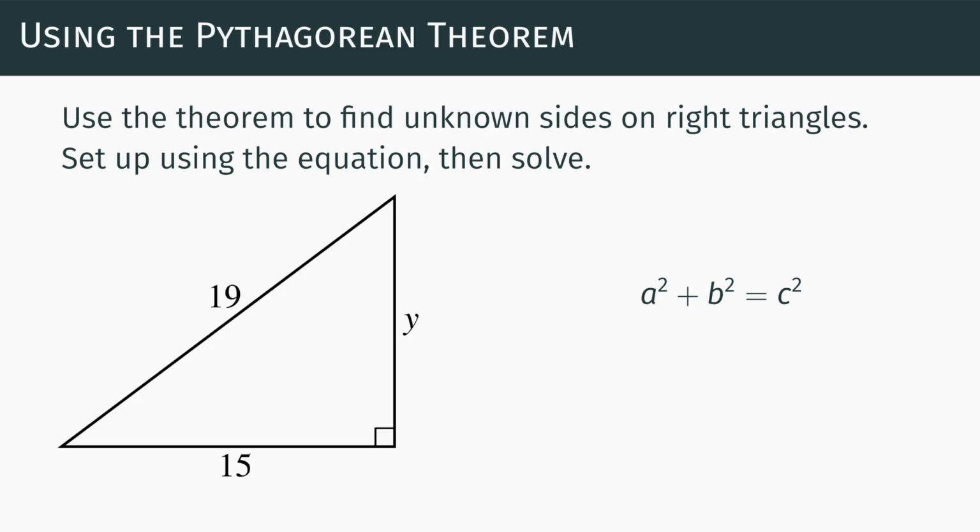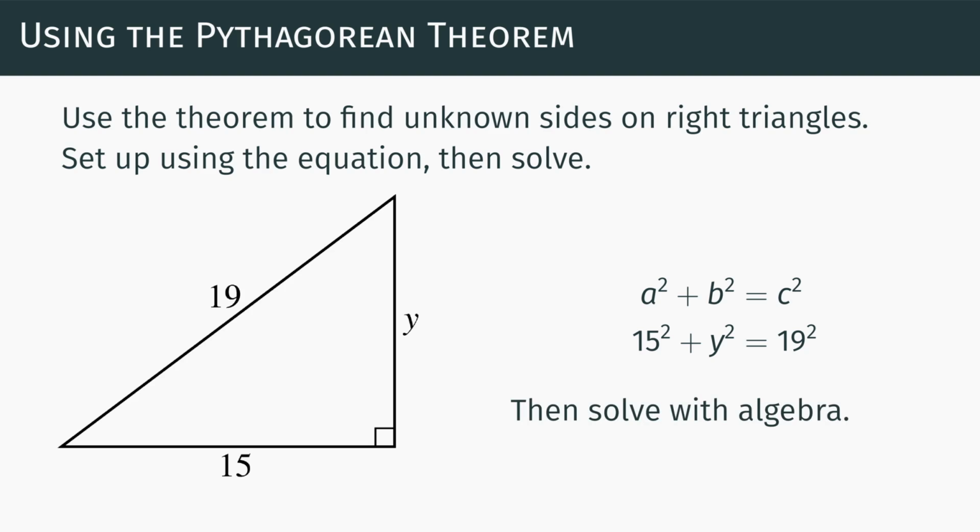Which one is your hypotenuse? The longest side there is 19. That's the one opposite the right angle. So we plug that in for c, the other two in for a and b, and now we've got 15 squared plus y squared equals 19 squared. And at this point, it's just a matter of doing algebra. We can figure out what y is with a little bit of simplification and algebra.